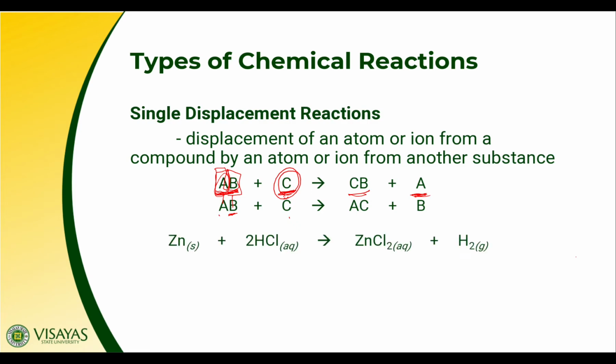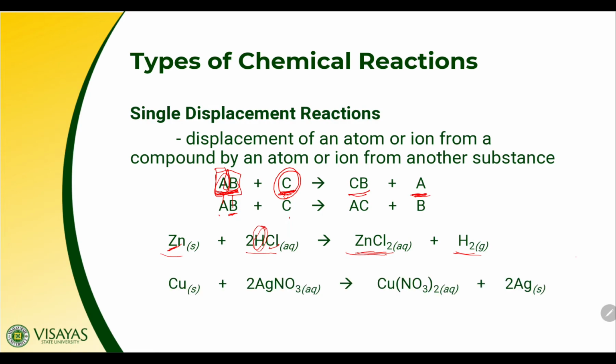So as example, we have first zinc plus hydrochloric acid forms zinc chloride and hydrogen gas. In this case, what was being replaced is the what? The hydrogen. The hydrogen in hydrochloric acid is being replaced with zinc. So in the product side, we now have zinc chloride. So they are the ones which combine, and our hydrogen is being displaced to form a hydrogen gas. Another example, we have copper added to silver nitrate to form copper nitrate and silver. In this case, silver is being displaced with copper.